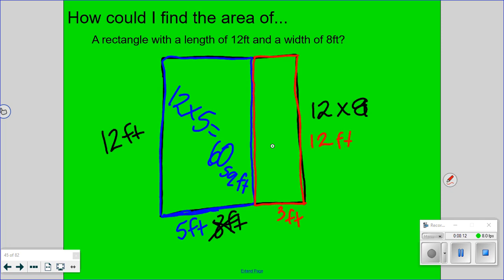What math am I going to use to find this section? Marley?